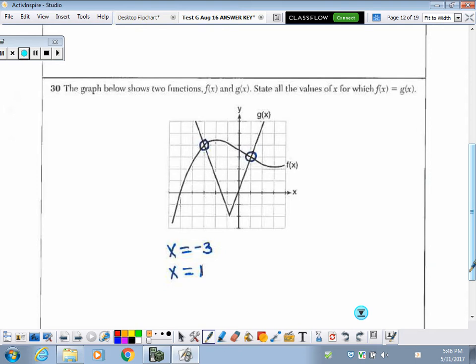The graph below shows two functions. We have g of x, which is an absolute value function, and then we have f of x going through that. They want to know all the values of x, okay, so the x values when f of x equals g of x. When they want to know when one function equals the other, that is going to occur at their points of intersection. So following it down here, because we're looking for x values, this is when x is 1 and x is negative 3.